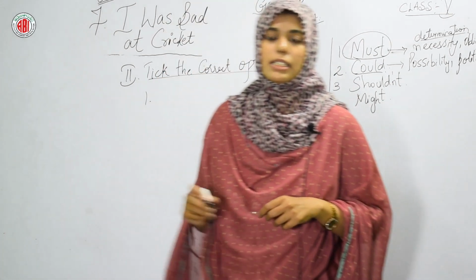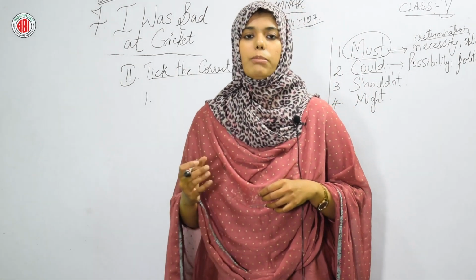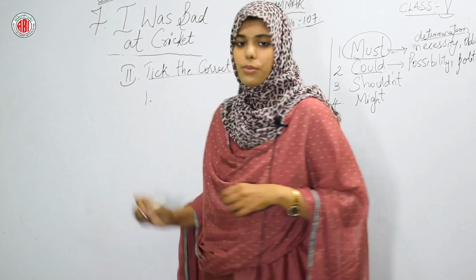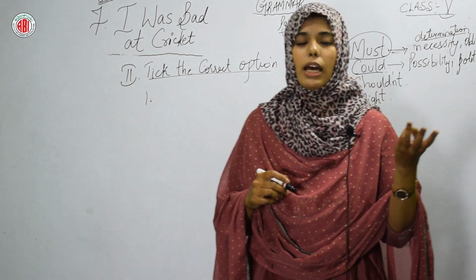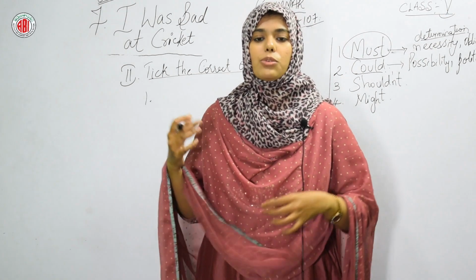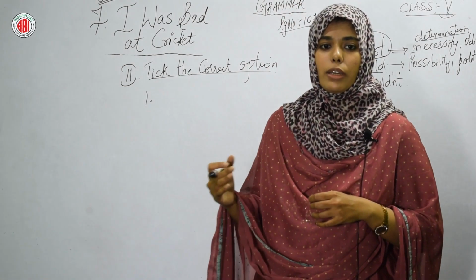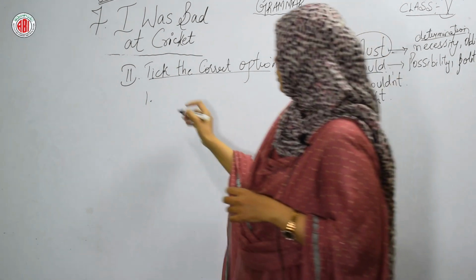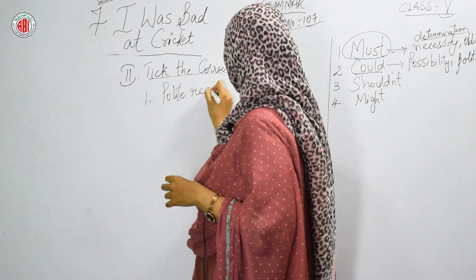For your better understanding, the first one given here is: could I use your pen? The options are ability, possibility, polite request. Could I use your pen? It is a kind of polite request. So the first one is polite request.